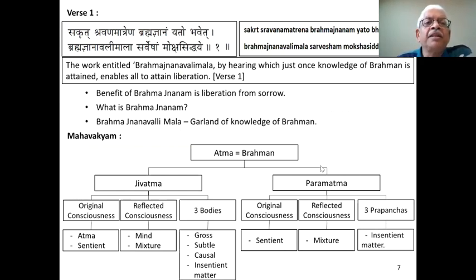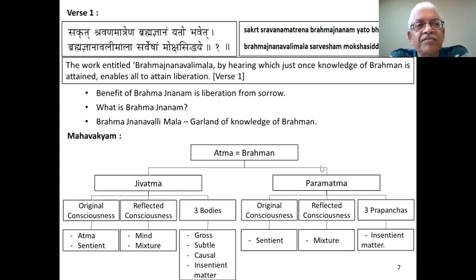Sakrit Shravanam Matrena Brahma Jnanam Yato Bhaved. Brahma Jnanavalli Mala Sarvesham Moksha Siddhaye. What it means is, by hearing this text just once, knowledge of Brahman is attained. It enables all to attain liberation.